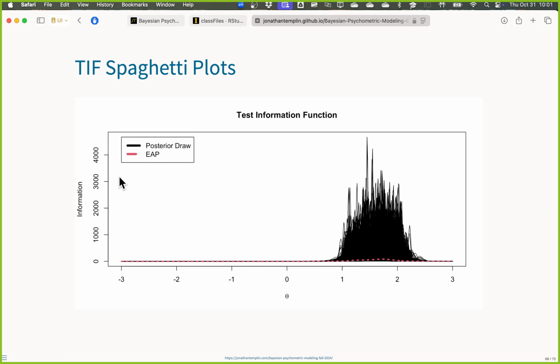And here, what you end up seeing is these numbers go from somewhere between 0 and, I don't know, 5,000, right? Test information in a non-Bayesian sense, if we take 1 over the square root of that number, we end up getting the conditional standard error of theta. Although in our sense, this is not true because we're in the Bayes world.